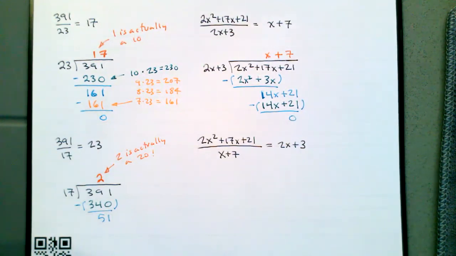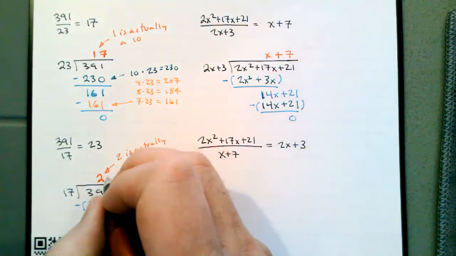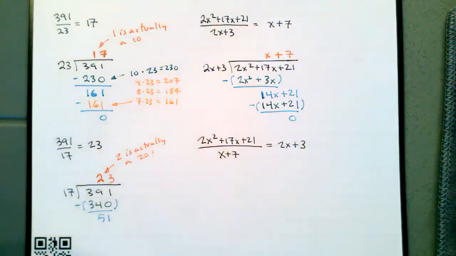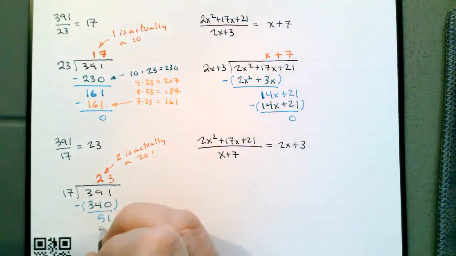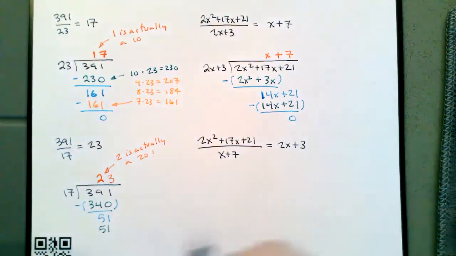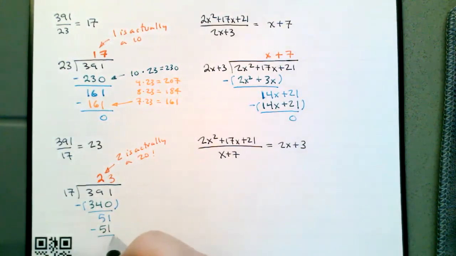And then we need to subtract 17 from 51, and we can do that 3 times. 3 times 17 is 51, so up here goes a 3. 3 17s is 51. And when we subtract 51 from 51, we get 0. So we get no remainder. 391 over 17 is 23.